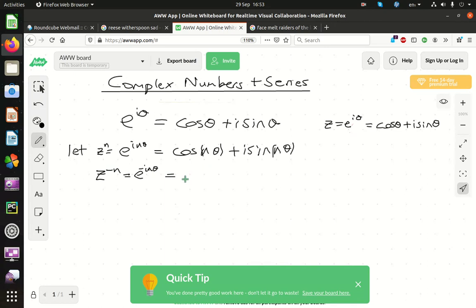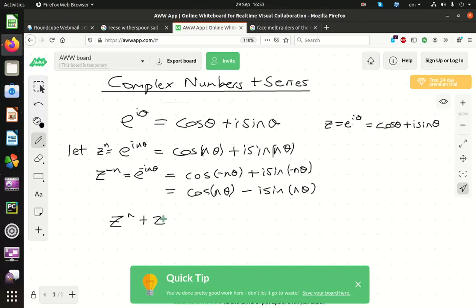Let's do this very quickly. I will write down one line for you. That's cos of minus n theta plus i sine of minus n theta. But that can be immediately rewritten as cos n theta minus i sine n theta. And from that come the two results which we were using in the last exercise all the time. And that is that z to the n plus 1 over z to the n, that is z to the n plus z to the minus n, equals 2 cos n theta. You need to memorize that.